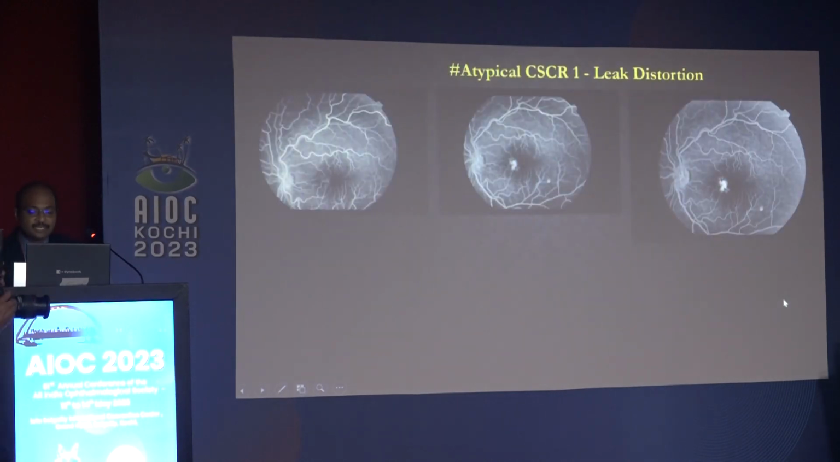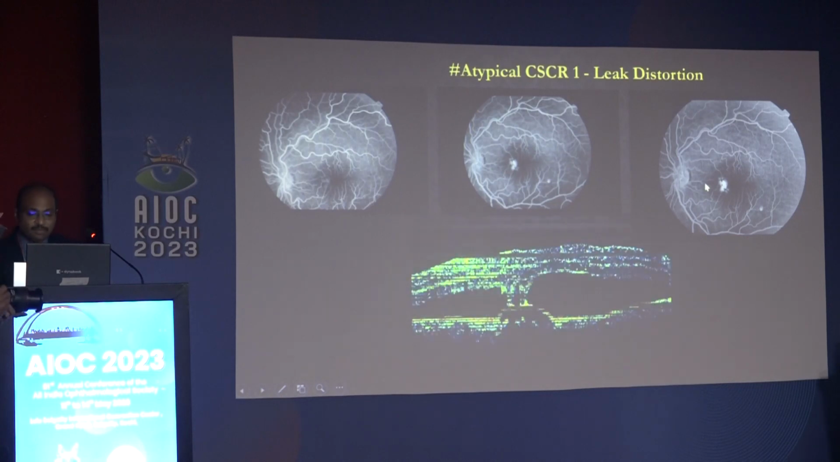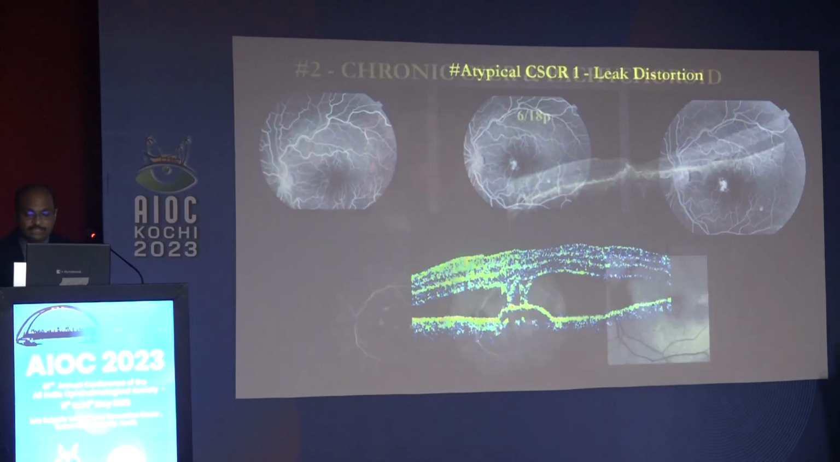This is an atypical CSR with the ink blot leak being distorted. Why is it distorted? The OCT gives you the answer, because there's subretinal fibrin tacking the undersurface of the retina to a leaking PED, and therefore there's distortion.